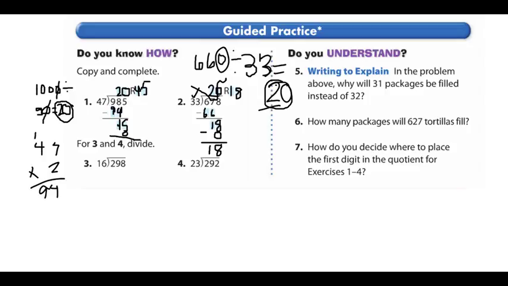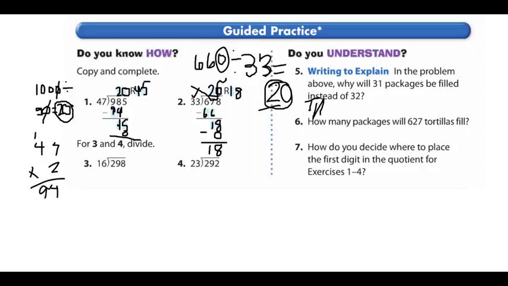Okay, so listen for the directions on what numbers to do for the independent practice and for these numbers 3 and 4. But look at 5, 6, and 7 really quick. Okay, it says in the problem above, why will 31 packages be filled instead of 32? Okay, we talked about that. So I think you know how to start that. You could say there is, well, my pencil's not working. Okay, for number 6, how many packages will 627 tortillas fill? Okay, so you'll go ahead and answer that.